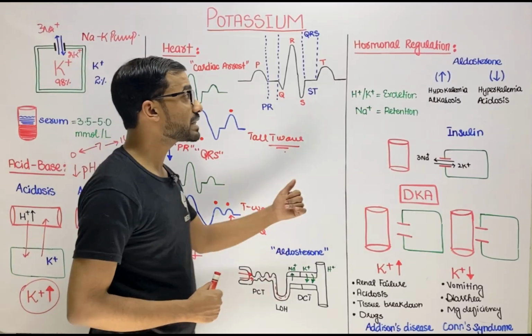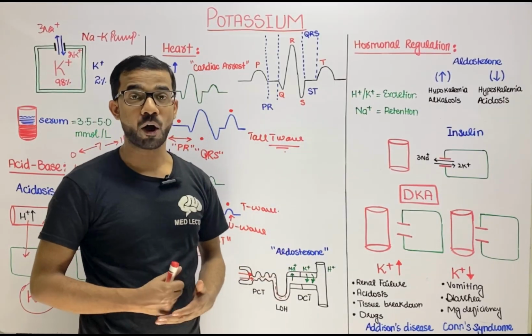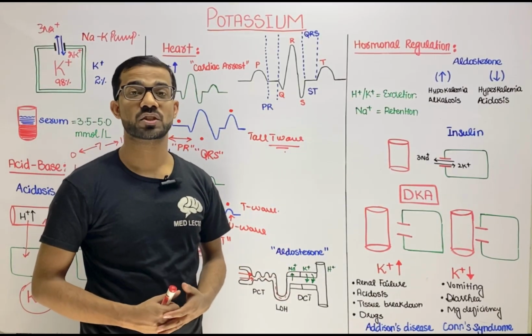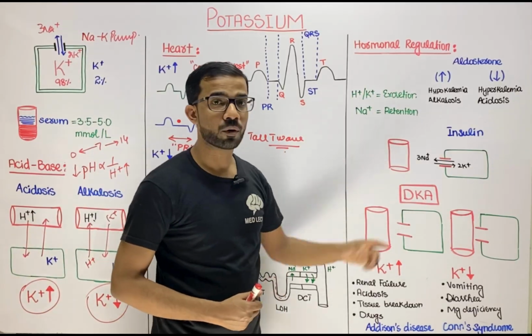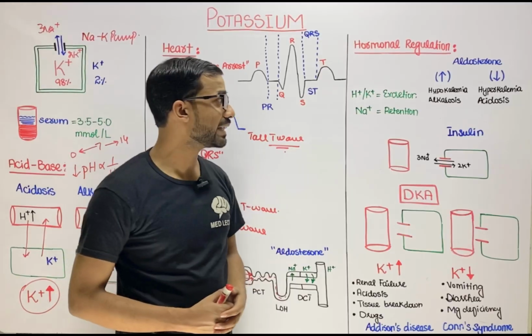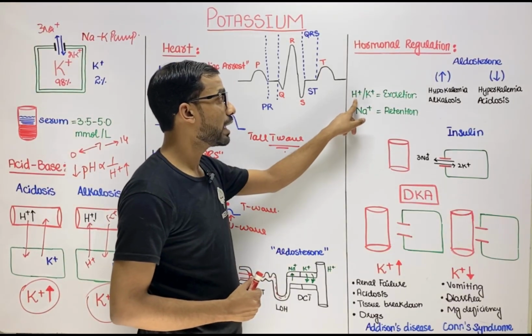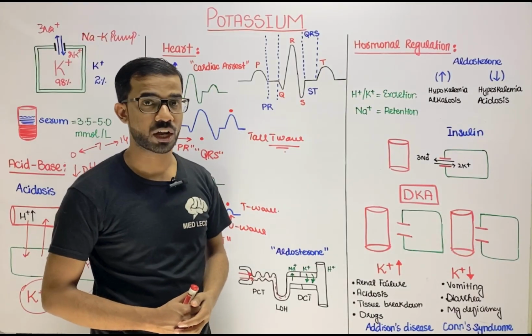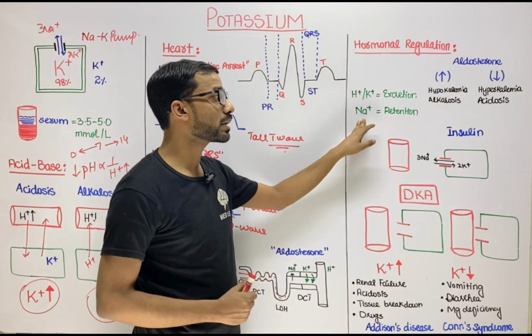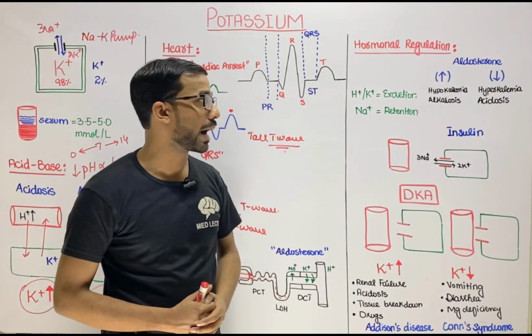So next we will see the hormonal regulation, how different hormones regulate the concentration of potassium inside your blood. So as we have discussed, the most important is aldosterone. Aldosterone basically promotes the excretion of the H positive ion and the potassium ion, and similarly it promotes the retention of the sodium ion.